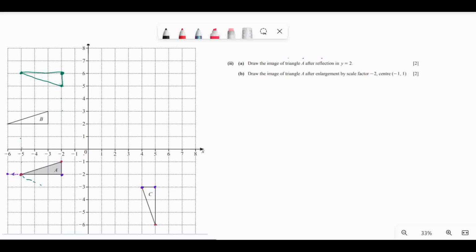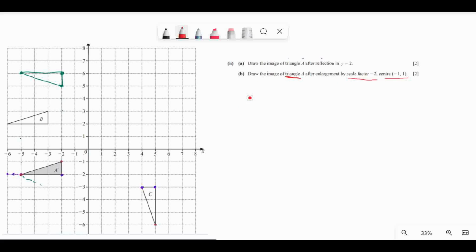Let's move to part B. Now in part B, draw the image of triangle A after enlargement by scale factor -2 with center -1 and 1. Now we will use the graphical method. As we can see, the center of enlargement is (-1, 1) and the object is triangle A.